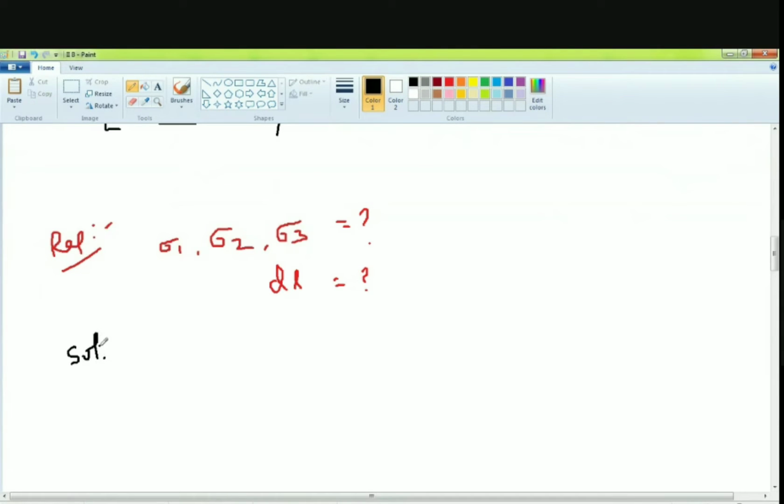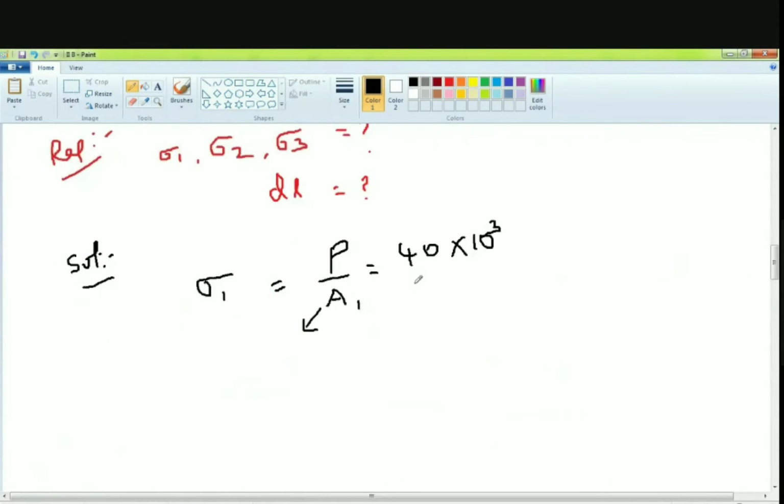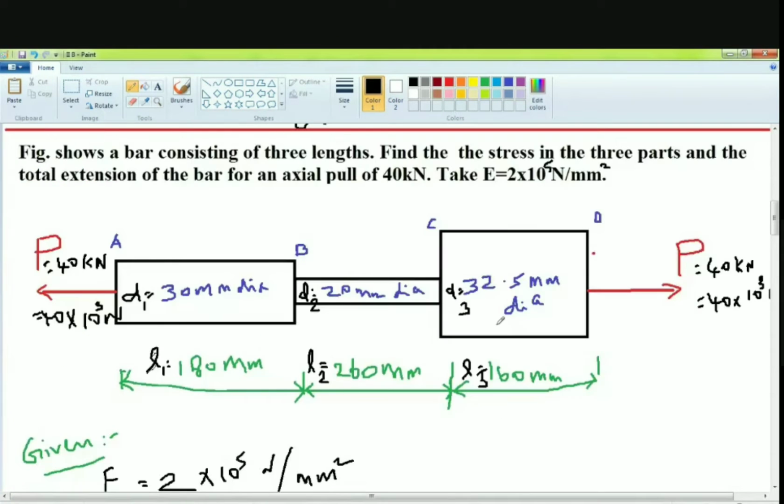Quickly tell what is the formula for stress? Load by area. So I can write sigma 1 is nothing but P1 divided by A1. P we already know, 40 into 10 to the power 3 load. Area formula? Pi by 4 d square, because we have diameter, we don't have the breadth and depth. So what is the D1 value? 30.